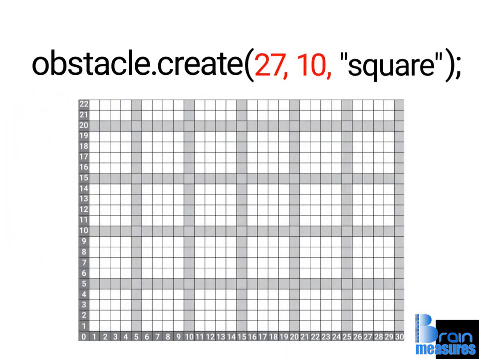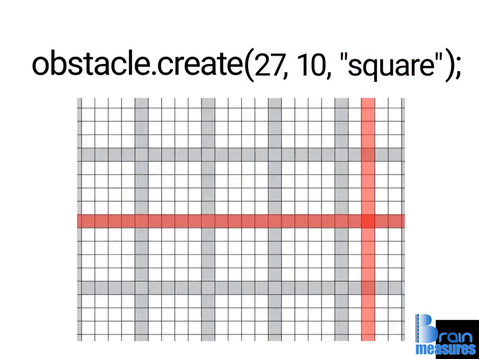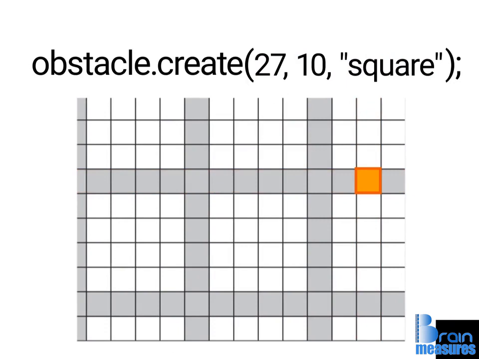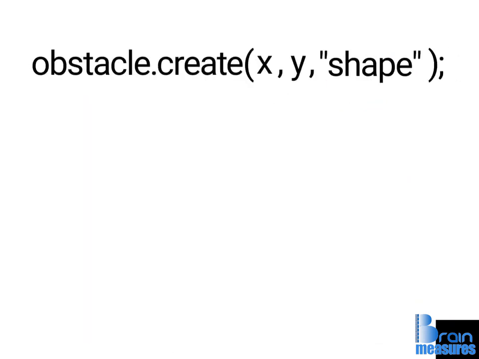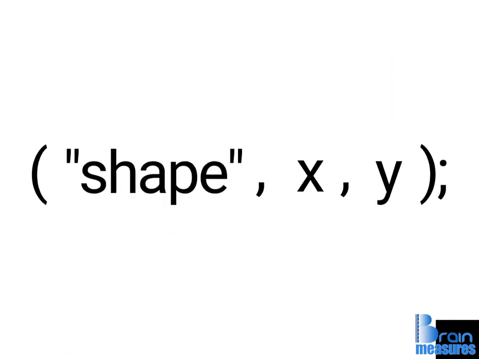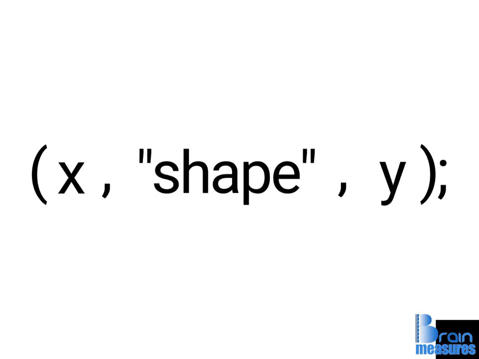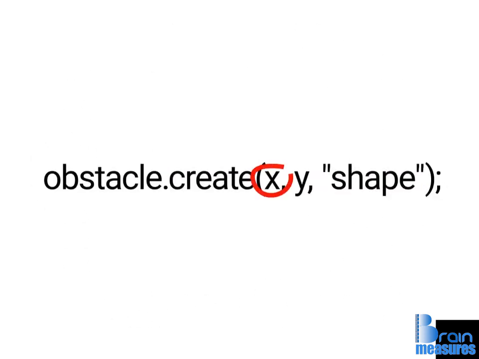Using the instruction obstacle.create with the parameters 27, 10, and square, we'll create a square obstacle at the x-coordinate 27 and the y-coordinate 10. As with the instructions we've seen previously, the order of the parameters is critical. The x-coordinate must come first, followed by the y-coordinate, and finally the shape.